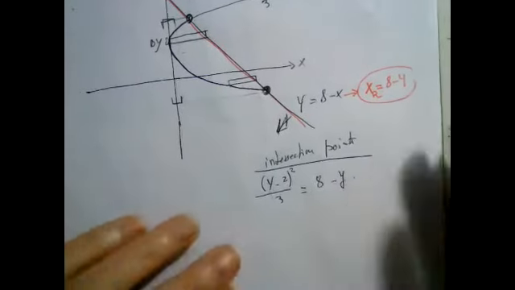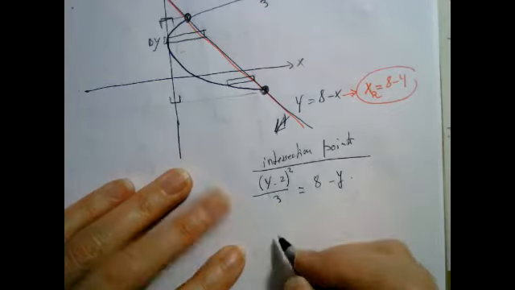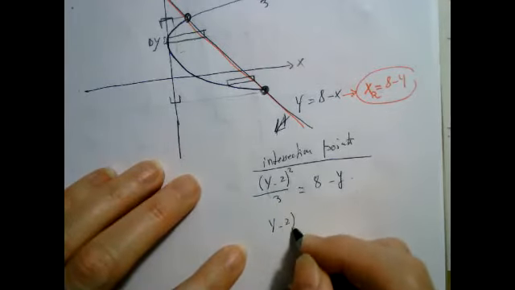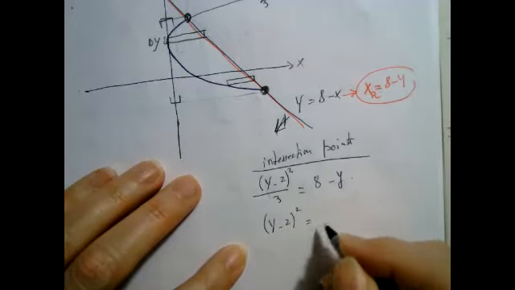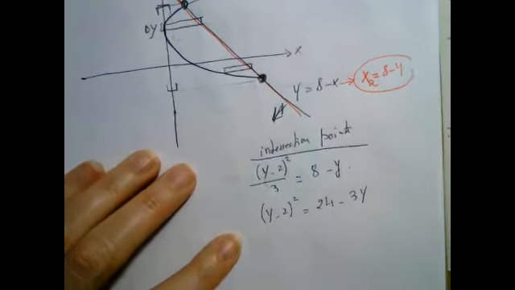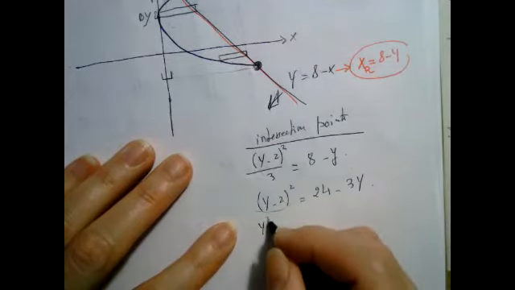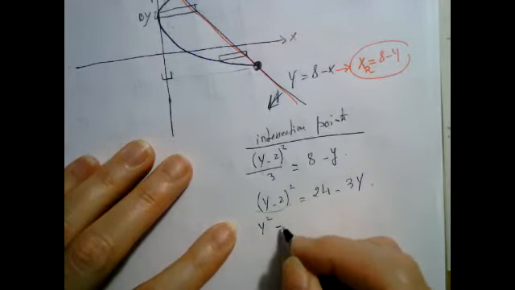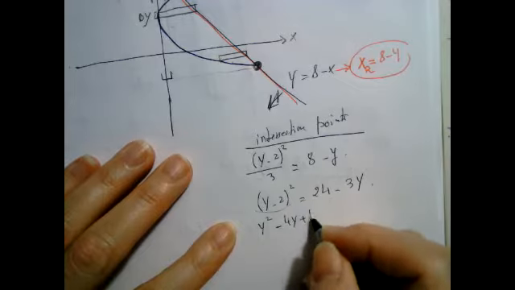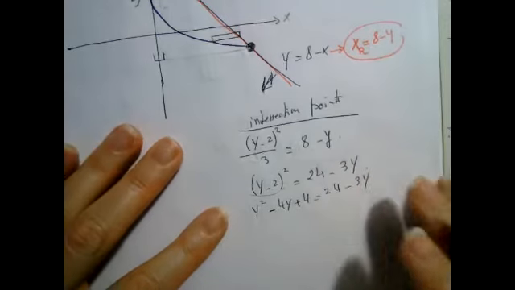All right, now let's do that. How am I going to solve this? Okay, nobody likes the 3. I don't, you don't. So I'm going to multiply across by 3. This is equal to 24 minus 3y. To solve, I need to expand this term: y squared minus 4y plus 4 equals 24 minus 3y.